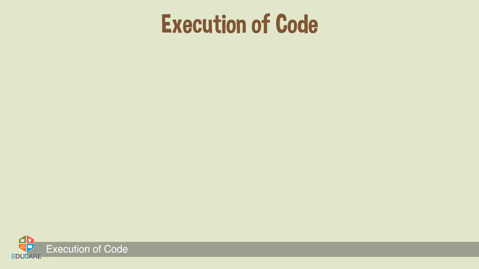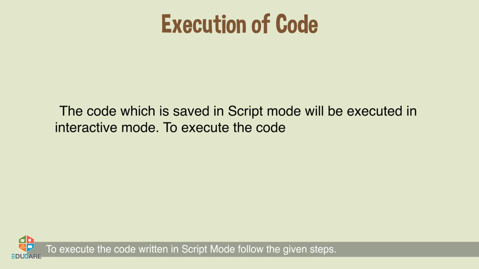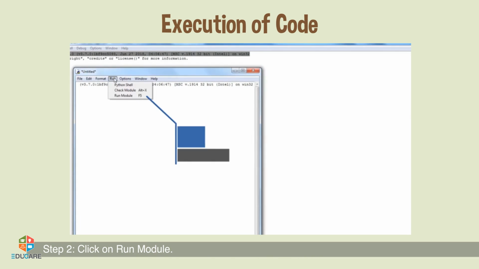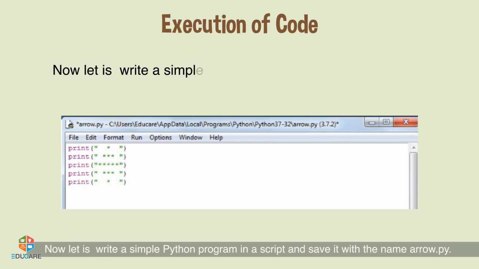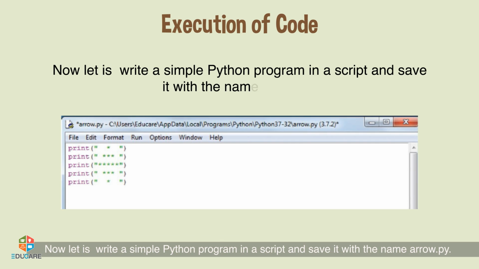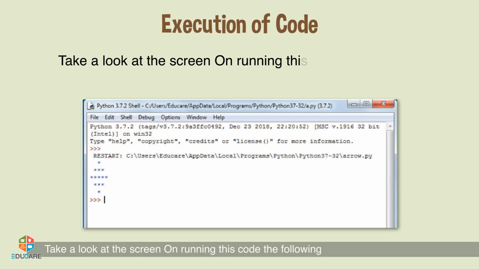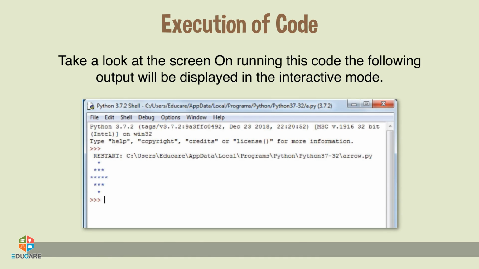Execution of code. The code which is saved in script mode will be executed in interactive mode. To execute the code written in script mode, follow the given steps. Step 1. Click on Run option. Step 2. Click on Run module. Now let us write a simple Python program in a script and save it with the name arrow.py. Take a look at the screen. On running this code, the following output will be displayed in the interactive mode.